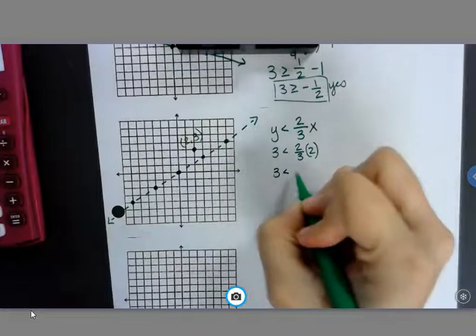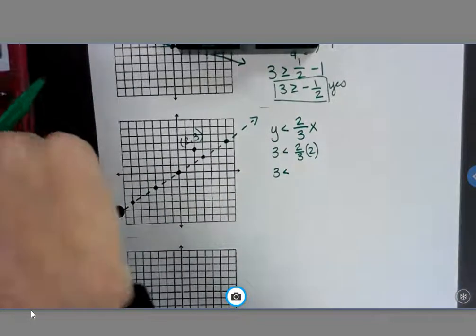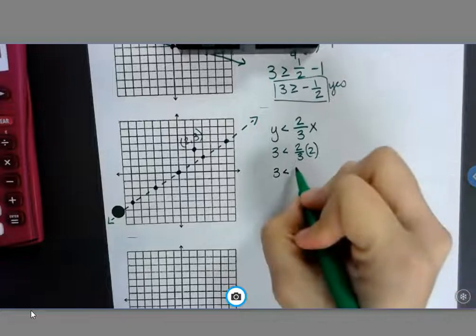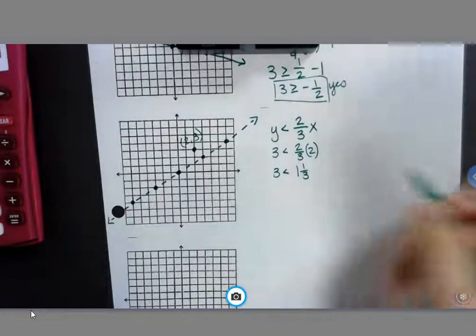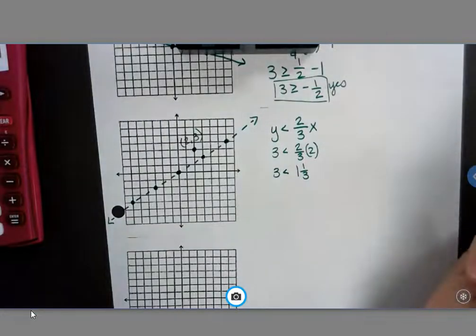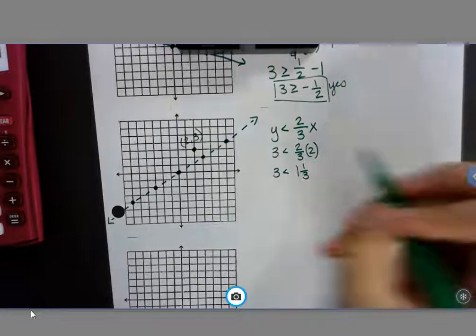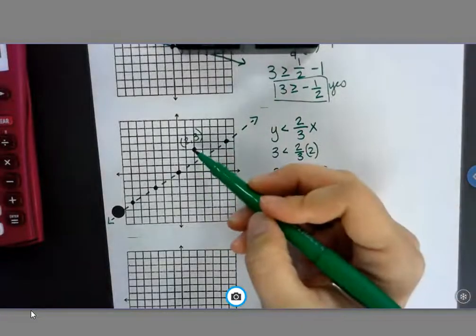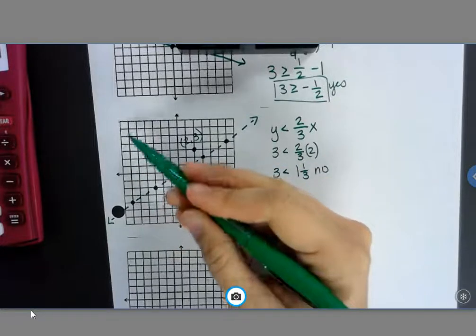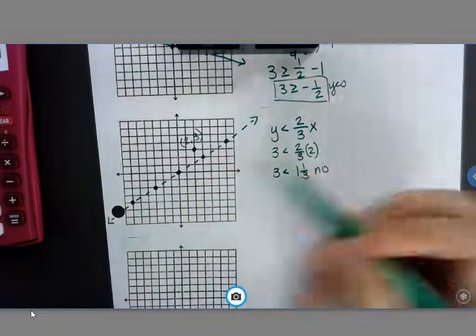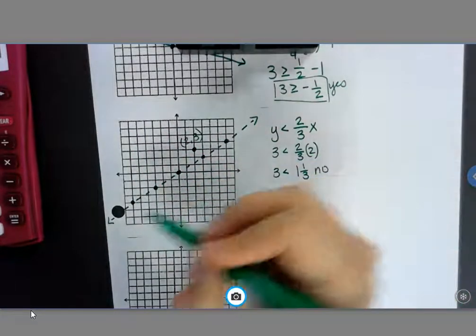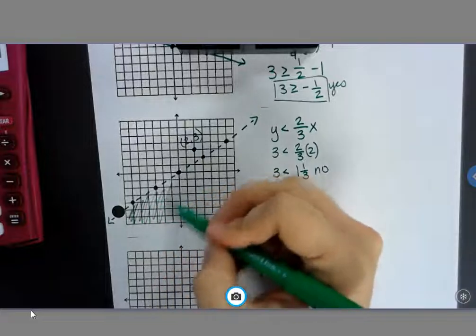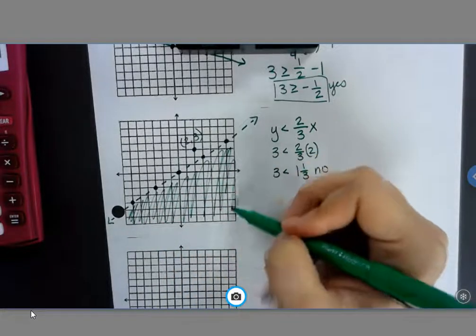So 3 is less than 1 1/3 or 4/3. Is 3 less than 1 1/3? No. Okay, no. So that means this point and any point on this side of the line will not work. So I need to shade on the opposite side of the line.